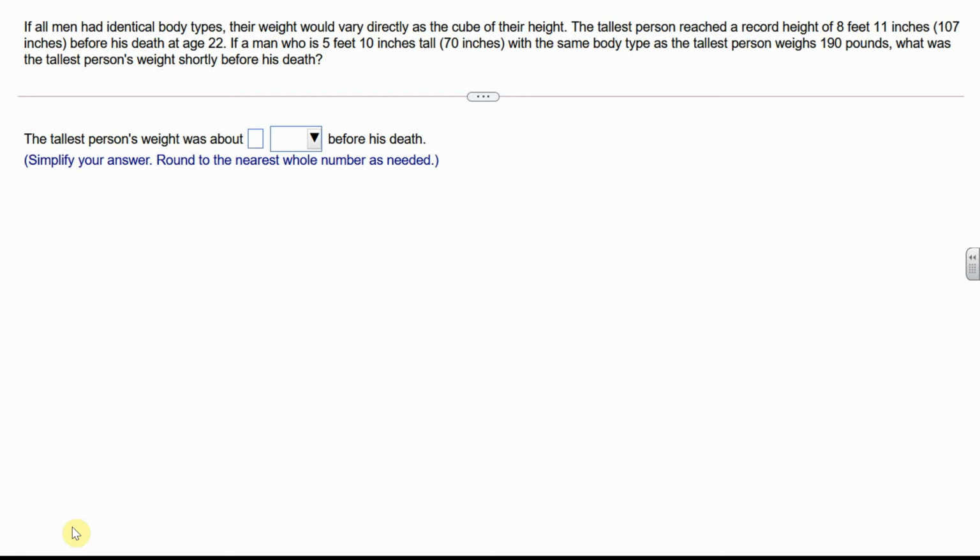So let's let the weight equal W, because we're mad scientists and we know how to ascribe variables to things. And let's call the height, you got it, H. So, step number 1. It says the weight varies directly, K, as the cube of the height. That's W equals K times H to the third power.